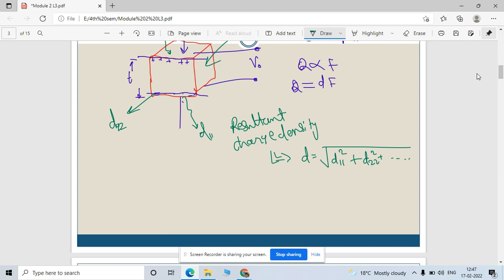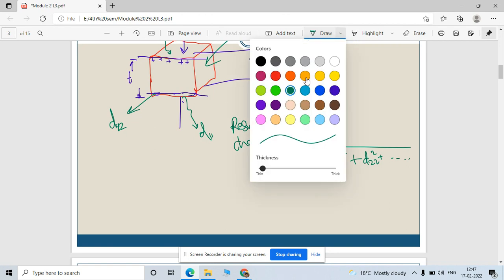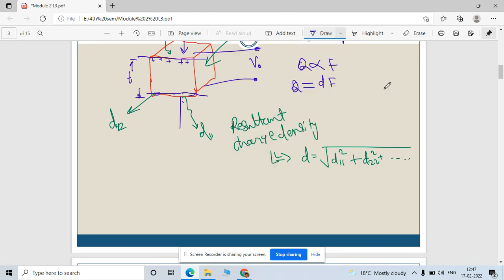Now see the units for this charge density. What will the unit be? Tell me, what is the unit of this? Yes, this is coulomb per newton.